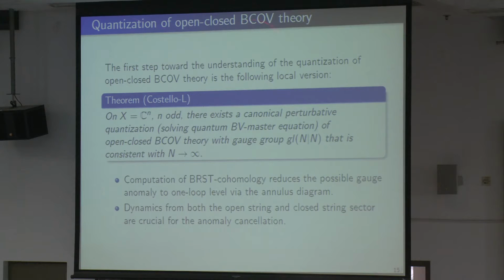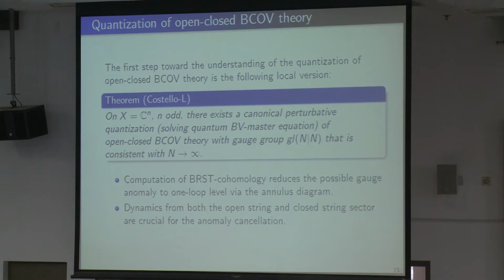So the first step toward understanding the quantization of this open-closed BCOV theory is the following local version. So I'm going to work on a piece of Calabi-Yau. Say it's a very trivial Calabi-Yau. We put this open-closed classical interaction on this particular Calabi-Yau, and now we try to do deformations to solve the quantum master equation. So we look at this particular gauge group, like a super gauge group, GL(N|N), and we will look at some kind of quantization that is consistent with N going to infinity. Now, this is a standard deformation problem: solving the quantum master equation becomes calculating some gauge anomalies. This gauge anomaly can be computed by some kind of BRST cohomology. So that's exactly the way we prove the theorem.